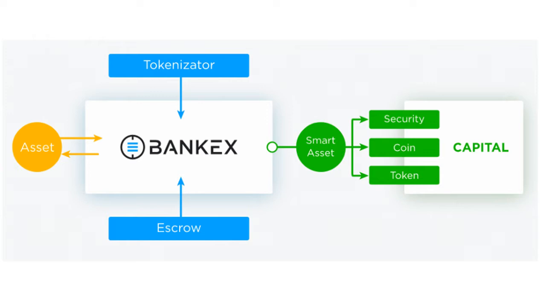So this is an example infographic of very simply what they're going to do. They're going to take an asset, they're going to tokenize it, the asset goes into escrow, a smart asset is then created, and that can be a token, coin, or security to raise capital for a business venture, for example.